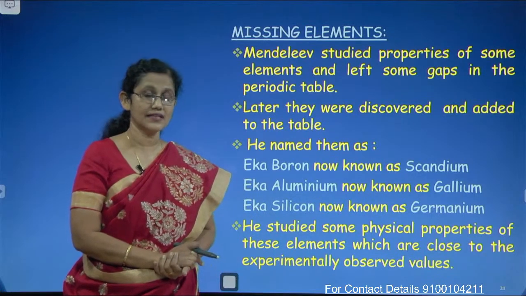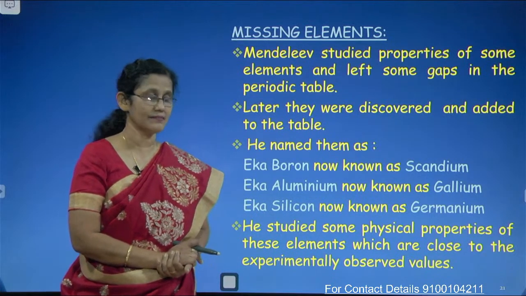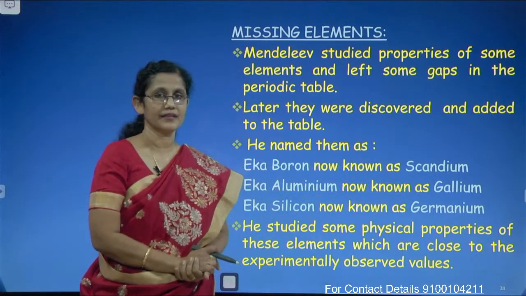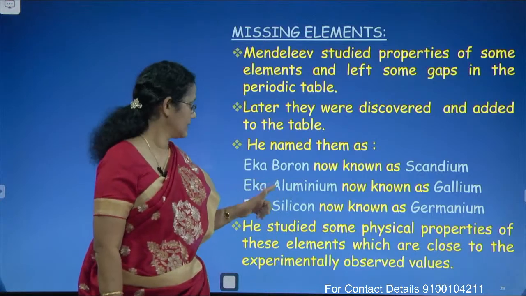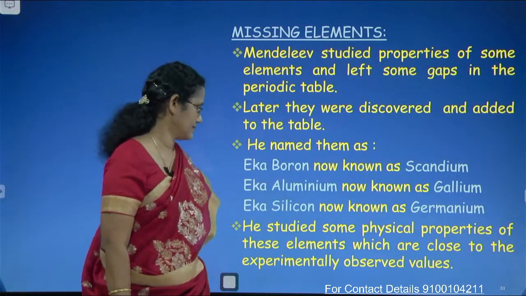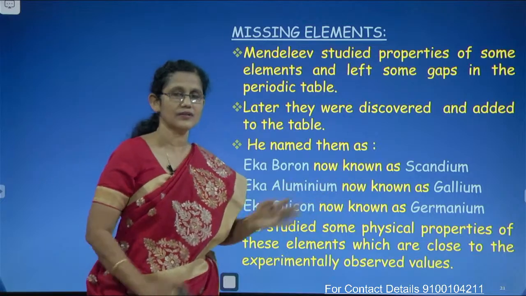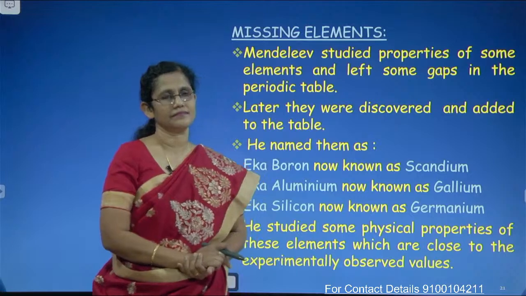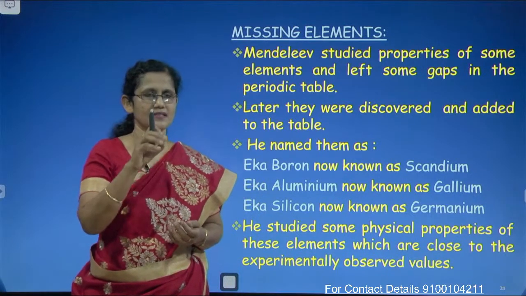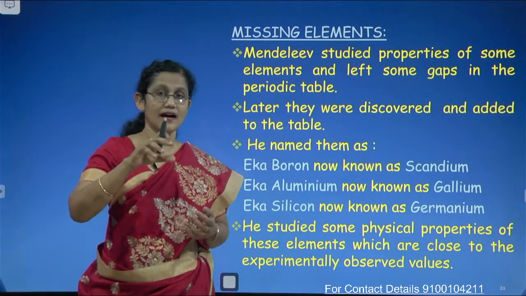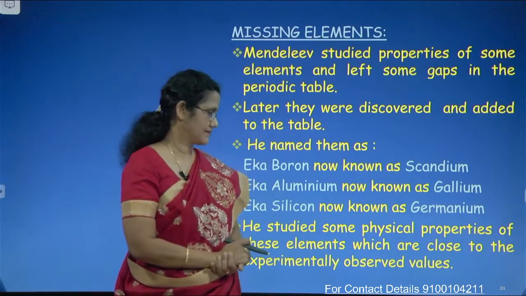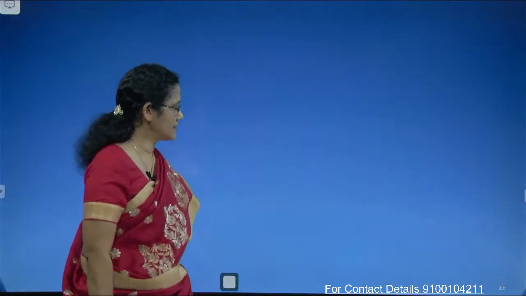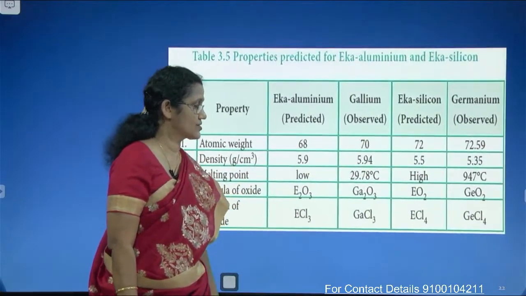What are missing elements in Mendeleev's periodic table? Scandium, gallium, germanium. The original names he predicted: Eka boron, now it is scandium; Eka aluminium, now it is known as gallium; Eka silicon, now it is known as germanium. So, at certain places he left some gaps for the undiscovered elements, right. So, some physical properties of elements he even studied.